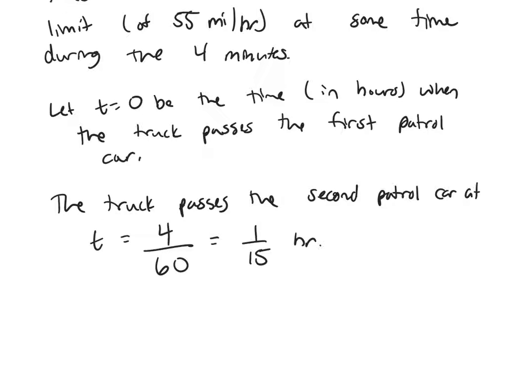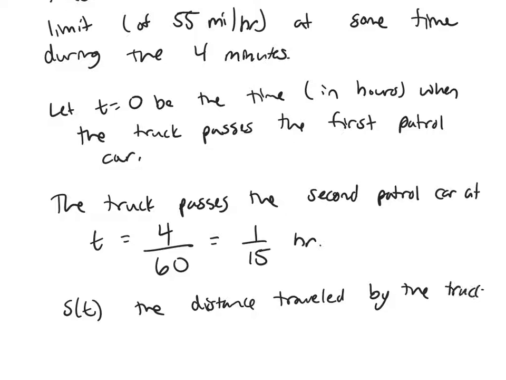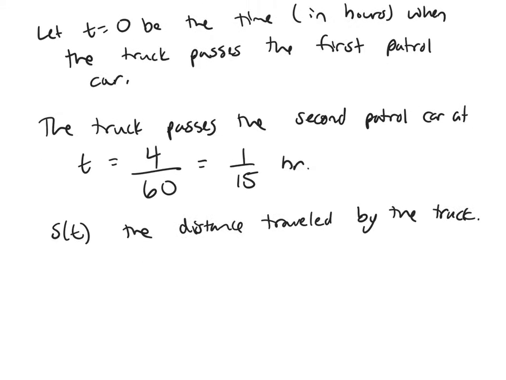And we're going to use the equation s of t to represent the distance traveled by the truck. So at time equals 0, that's when it starts passing the first patrol car. Its distance is 0, but by the time it passes the second patrol car, it's gone 5 miles because the two cars were 5 miles apart.